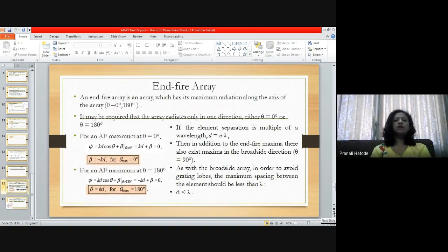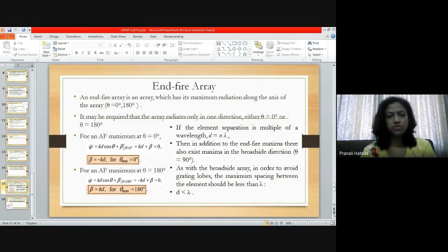Then we can see another type of array antenna, that is the end fire array antenna. An end fire array antenna is an array which has its maximum radiation along the axis of the array. That is, theta equals 0 degrees and 180 degrees, or theta equals 0 degrees or 180 degrees, either-or condition.